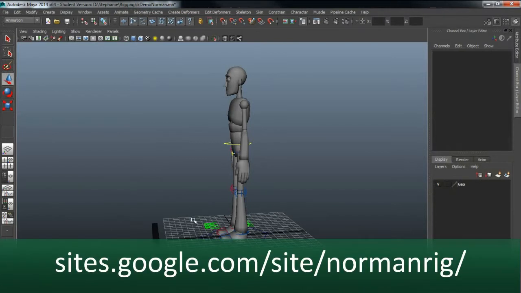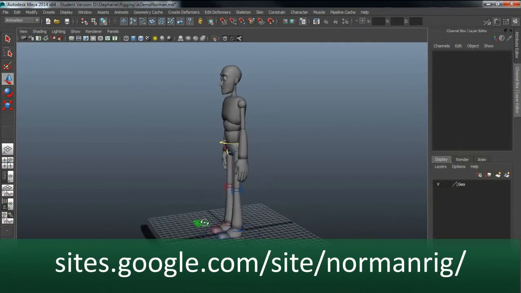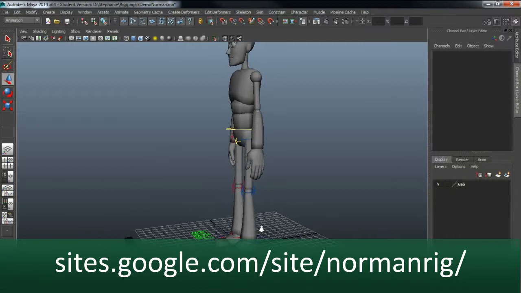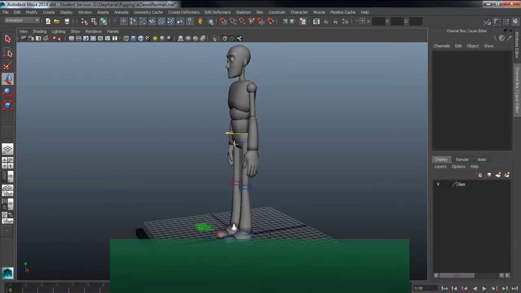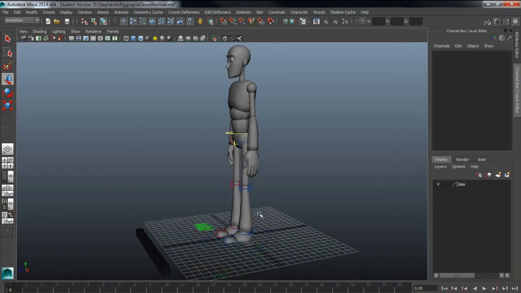He leaked online for a while, but now he is legal to use for educational purposes. So for anyone who needs a rig for their demo reel, or any educational purposes that are non-commercial, you can find this rig online very easily, and he's a very good rig.